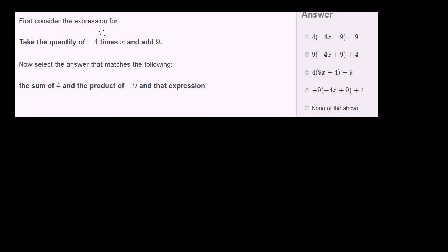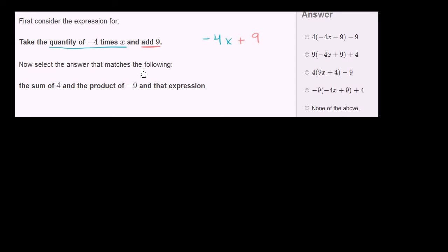First, consider the expression for take the quantity of -4 times x and add 9. So let's see, we're going to take the quantity of -4 times x. Well, -4 times x is just going to be -4x. And then we're going to take that quantity, and they say add 9. So let's add 9 to it. So that's this first sentence. Take the quantity of -4 times x and add 9. That's this expression right over here.